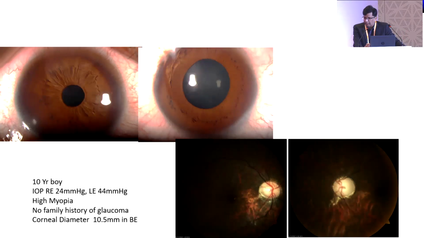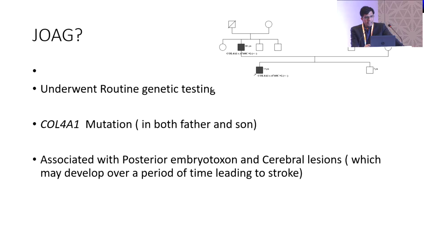This was a recent child that came to me with a more or less normal looking anterior segment, and very high intraocular pressures in both the eyes. He had high myopia, there was no family history, but the corneal diameters were somewhat small. We did genetic testing. He was supposed to be diagnosed as juvenile open-angle glaucoma, but because it was a little interesting to me that the corneal diameters were slightly small, I looked for that, and we found a mutation in the COL4A1 gene, which incidentally the father also had.